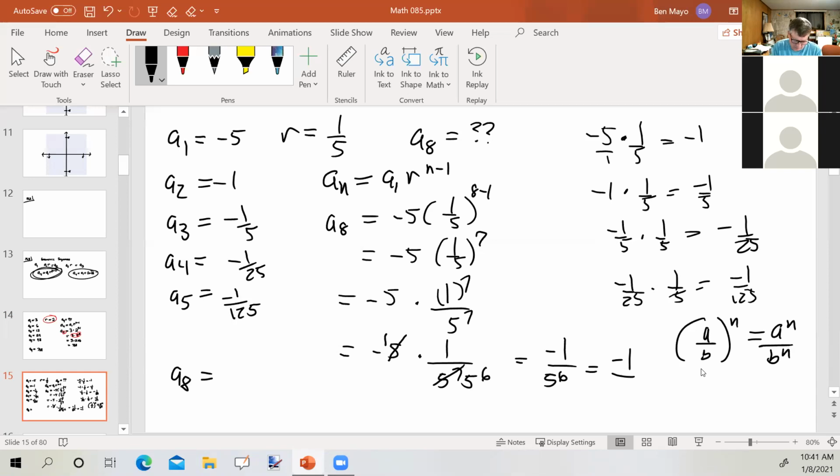Now if I go onto my calculator, 5 to the 6th power, and I get 15,625. And there's your final answer in fraction form. So I had to separate the numerator and the denominator and raise them to powers separately to get the form that I wanted easily. So a sub 8 is -1 over 15,625. Any questions there? Okay.